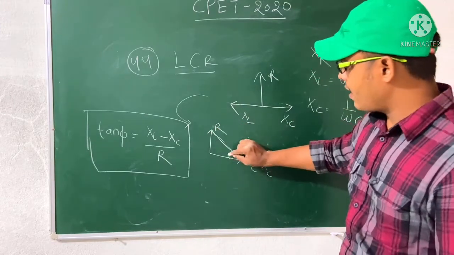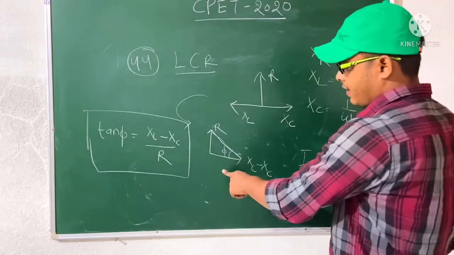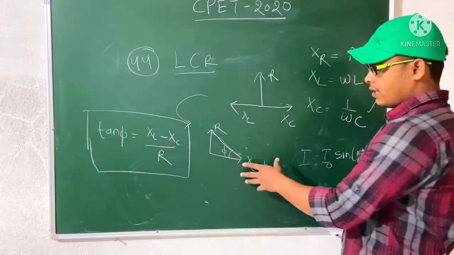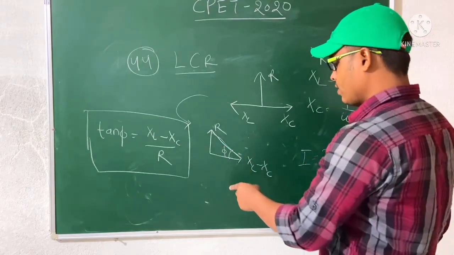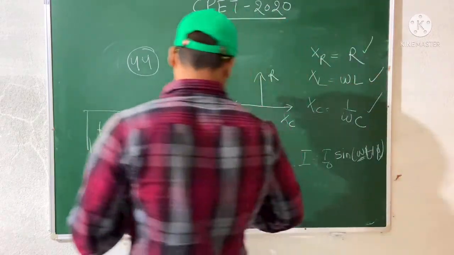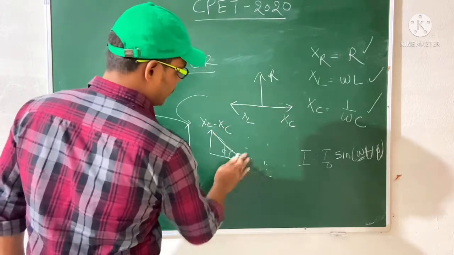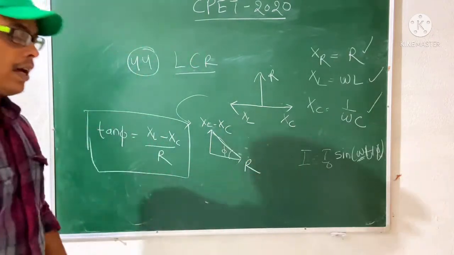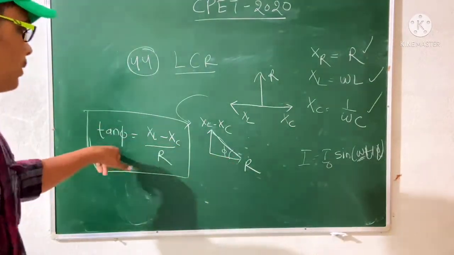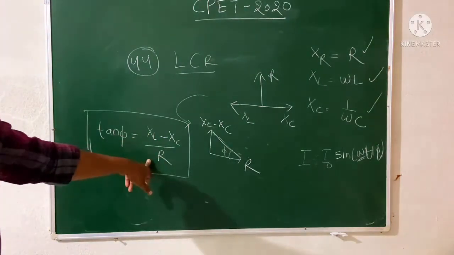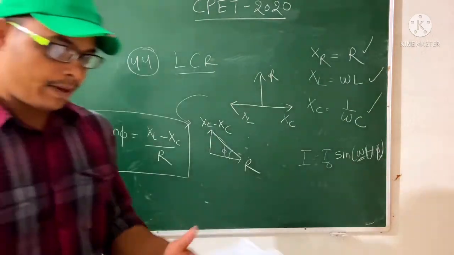So tan phi, so this is R and this is XL minus XC, and this is the phase angle. So what is the tan phi? Tan phi equals perpendicular by base. So this one is XL minus XC, and this one is R, and this is the phase angle. So tan phi equals XL minus XC divided by R. Then what will be phi? So phi will be tan inverse of XL minus XC divided by R.